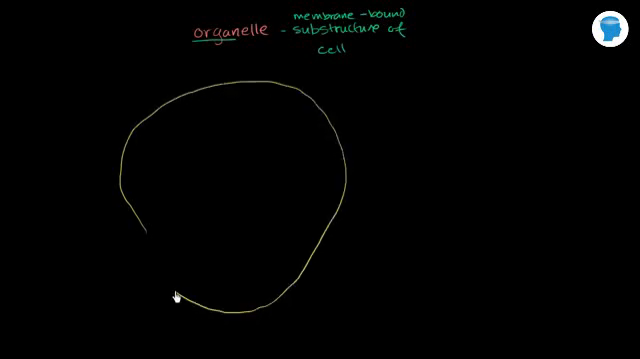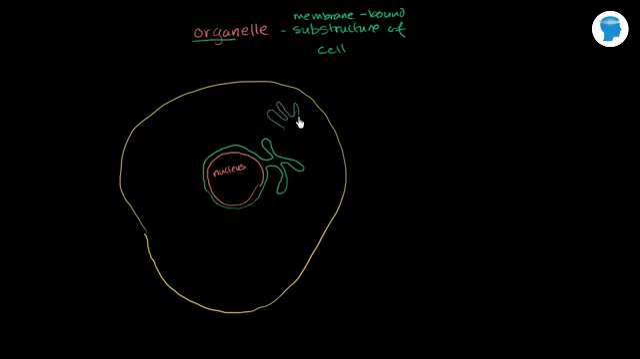So that is my cell right over here. We're already familiar with the idea of a nucleus. A nucleus is a membrane-bound structure. So it is an organelle, nucleus. We've talked about the endoplasmic reticulum, which is also a membrane-bound structure. So it is also an organelle. We have talked about Golgi bodies. Once again, membrane-bound structures. So it is also an organelle. So that's Golgi body right over there.